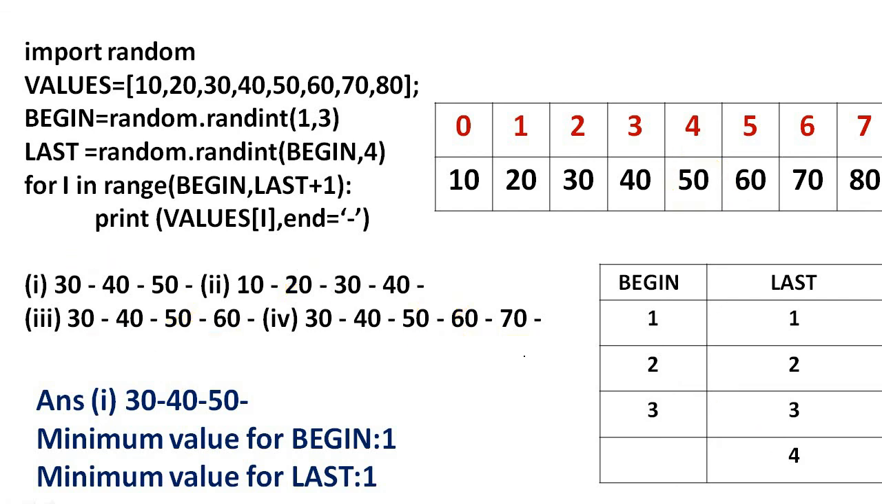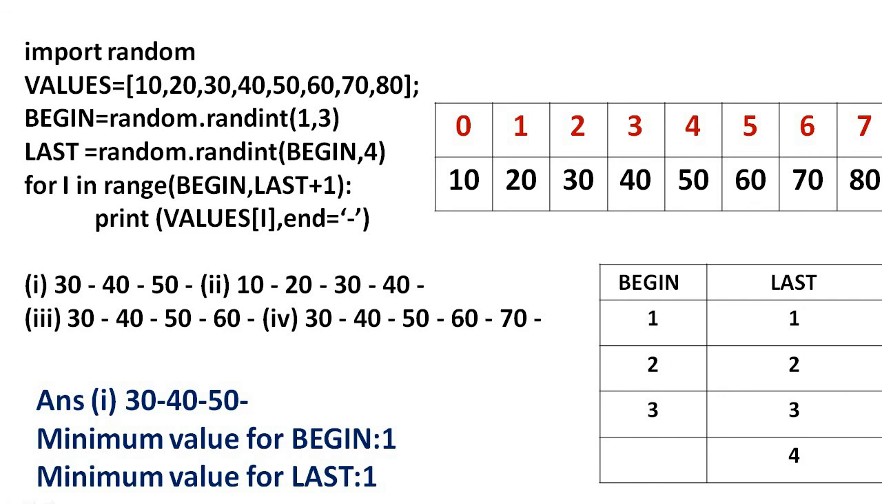Then the next method is by finding the possible outputs. First combination, begin starts at 1. What is there at index 1? It is 20. Then see the options. There is no option which starts from 20. So we will not consider that one. Then take 2 for begin. What are the possible combinations?